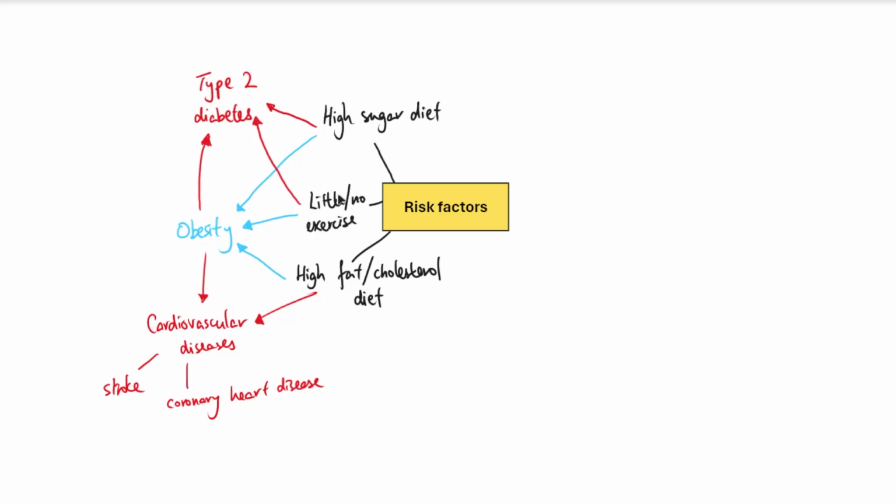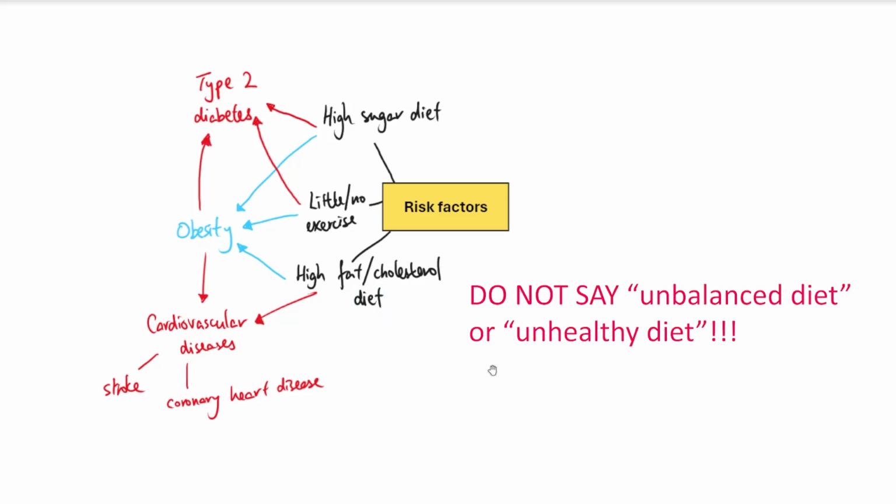With little to no exercise, that's quite easy. Usually it's just to say the risk factor would be that they don't do enough exercise, or the treatment would be that they need to do more regular exercise. However, for the other 2, which are about diet, please do not say things like that person has an unhealthy diet or unbalanced diet, or if it's asking for treatment, that they should be having a healthy diet or a balanced diet. Those answers will not be accepted.